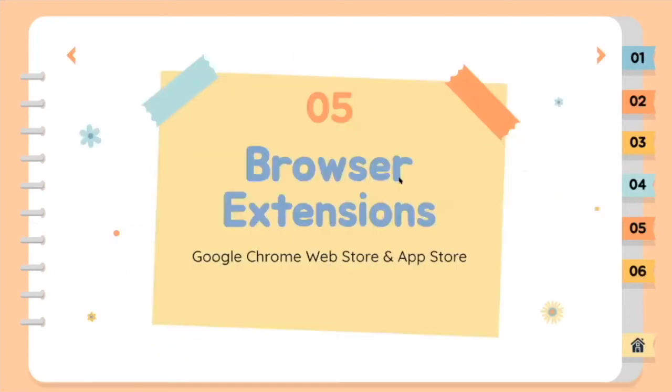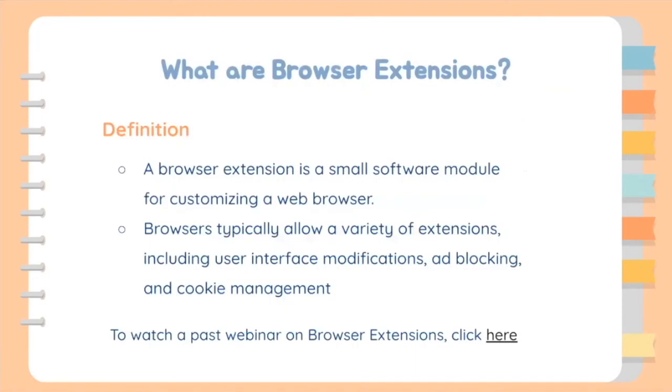Next, we're going to go over browser extensions such as Google Chrome Web Store and the App Store. So what are browser extensions? A browser extension is a small software module for customizing a web browser. Browsers typically allow a variety of extensions, including user interface modifications, ad blocking, and cookie management. And there is also another webinar that we had in the past that talks about browser extensions. So we can always link that in the chat below if you want to learn more about that.